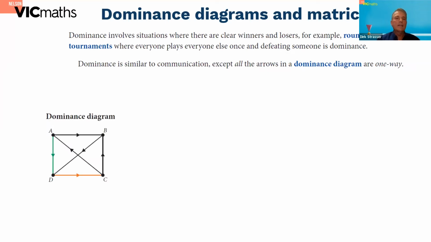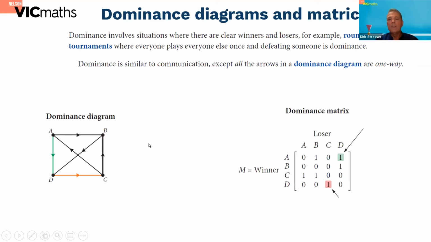So here's an example of a dominance diagram. Clearly, you can see that A dominates B. It would make no sense to say that B dominates A as well, because it's nonsensical. So you've got the arrows only going one way. The dominance matrix is essentially the same as a communication matrix. Because there are fewer arrows in the diagram and therefore fewer connections, there are fewer ones in the dominance matrix, but that is the main difference.